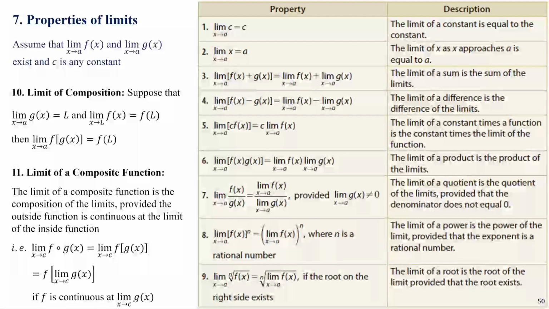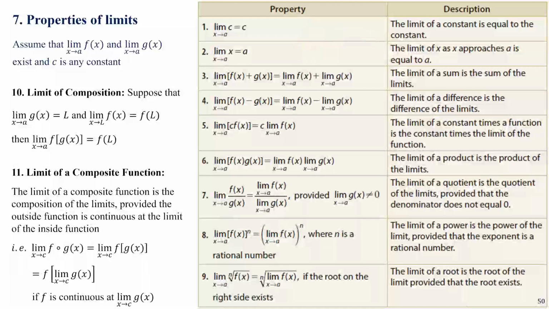Did you get it? For example, if you have a limit of the number 7 when x approaches 1, this limit is the constant itself, because no matter what x is, the limit of a constant number is always itself. Did you get it? The choice of x does not affect the limit of a constant number.